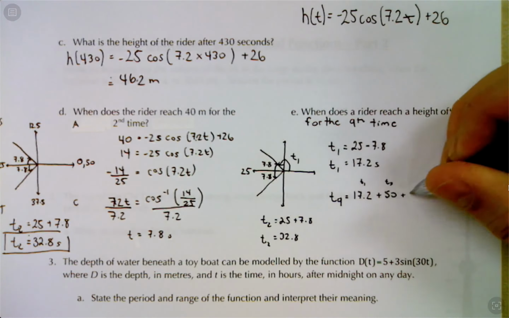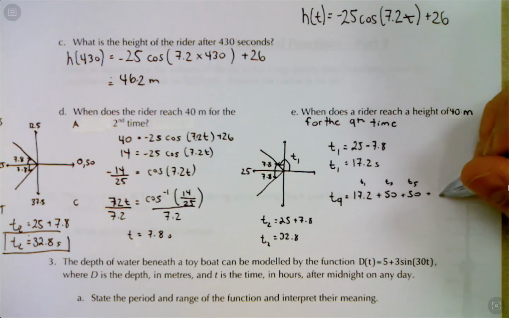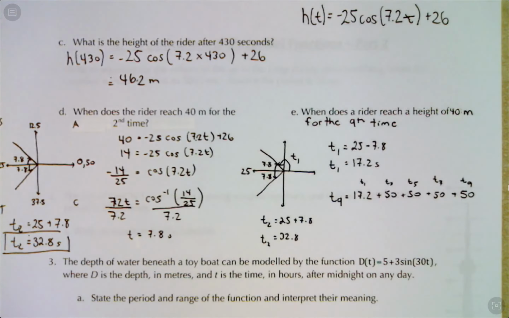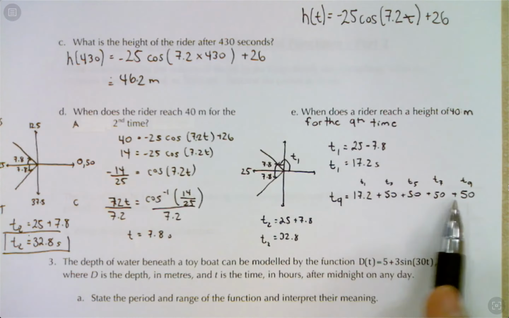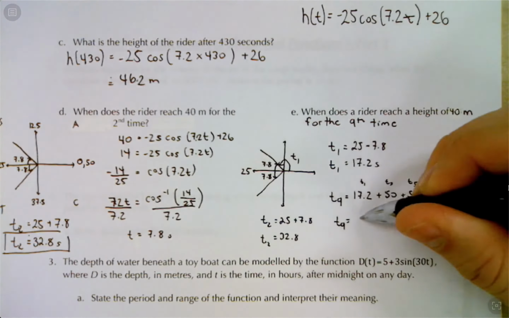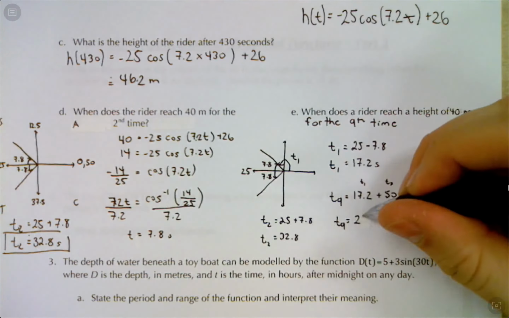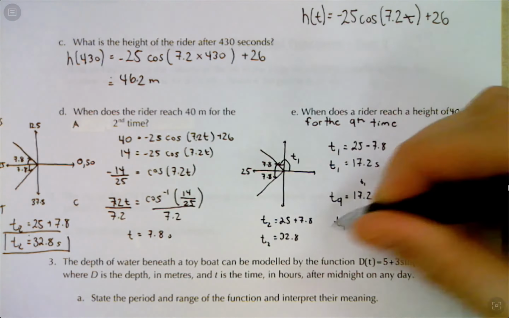If we add 50 again, this gives us time 5. If we add 50 again, this gives us time 7. And if we add 50 again, this gives us time 9. So 50 and 50 is 100. That means 200, which means our time 9 answer is 217.2 seconds.